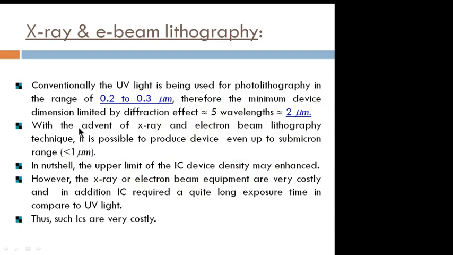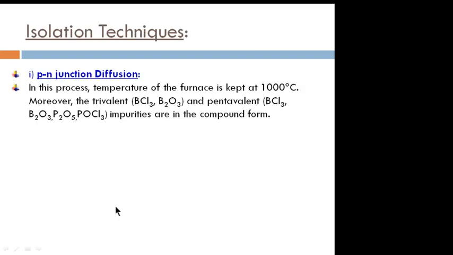And with the advantage of X-ray and electron beam lithography technique, it is possible to produce a device even up to the sub-micron range, because the wavelength of the tool used is very small. In a nutshell, the upper limit of IC device density may be enhanced. However, the X-ray or electron beam equipment is very costly, and therefore there is an enhancement of price if X-ray lithography or electron beam lithography is used on the IC.